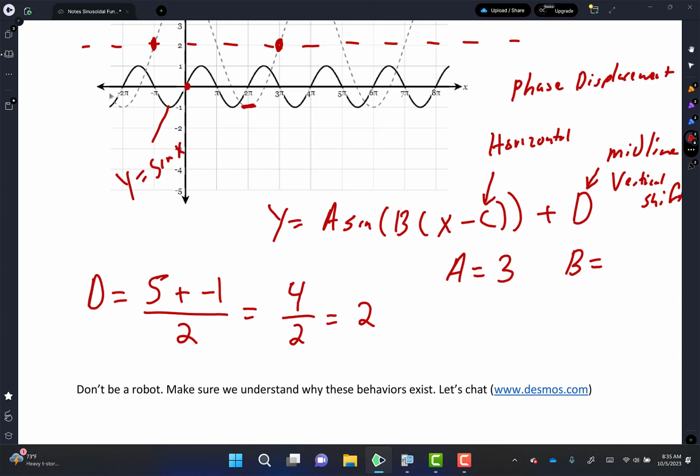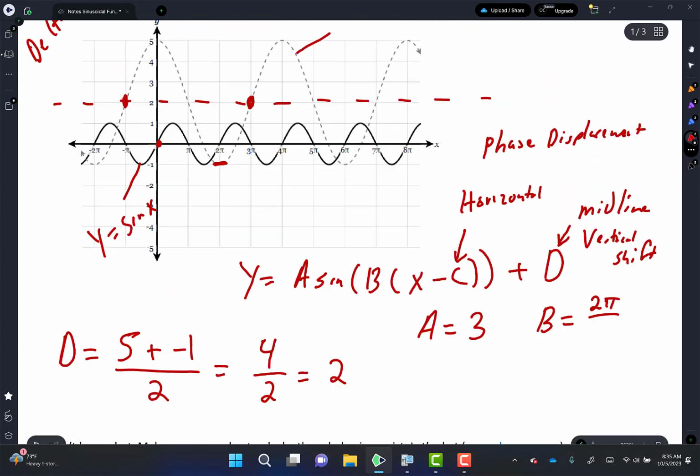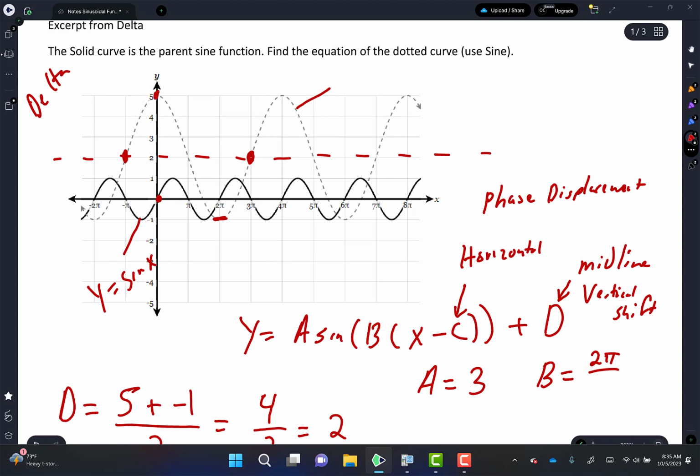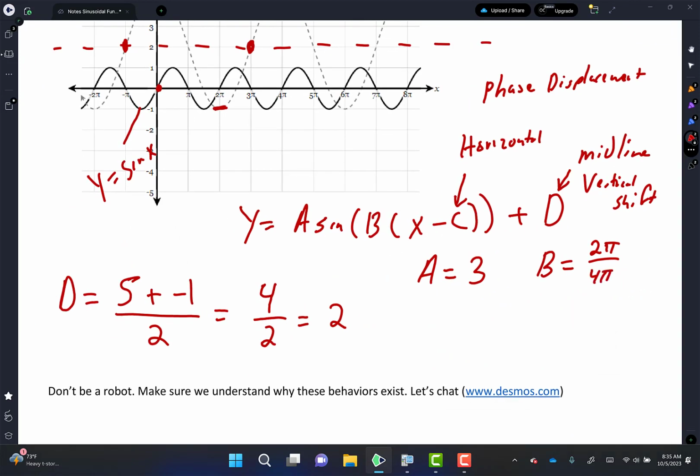How do I get the B? So 360 divided by period. If that's in degrees, do I have degrees here? I have radians. So instead of 360 degrees, 2 pi. So 2 pi divided by the period. And the period, let's see, I have a peak at 0 and I have a peak at 4 pi. So the difference between 0 and 4 pi is 4 pi.